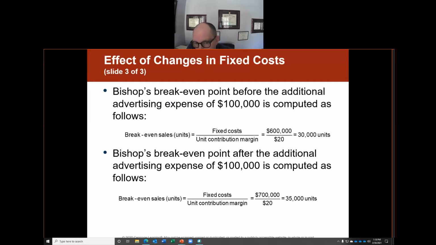600,000 fixed cost divided by contribution margin, $20 per unit. I need to sell 30,000 units to break even currently. If my fixed cost increases by $100,000 because I'm running a TV ad, fixed cost 700,000 divided by unit contribution margin 20, I need to sell 35,000 units now to break even. So my fixed cost went up, therefore I need to sell more. That means my break even went up.